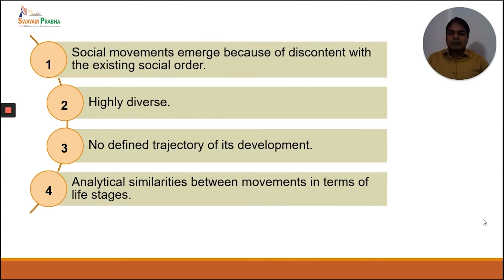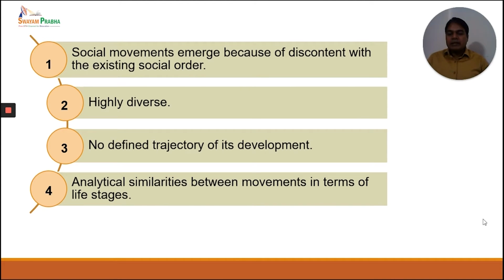Some movements may adopt peaceful strategies to achieve their goals, whereas some may be based on more violent mechanisms. Because of this diversity in the nature of social movements, there is no defined trajectory or defined phases through which every social movement passes. So there is a problem of identifying the different stages through which any social movement passes. That has remained an important gap in the study of social movements.